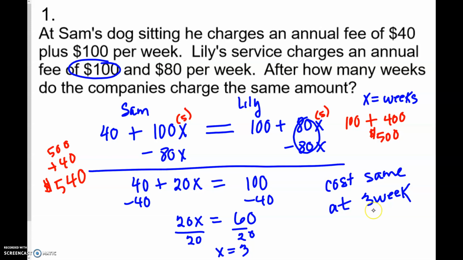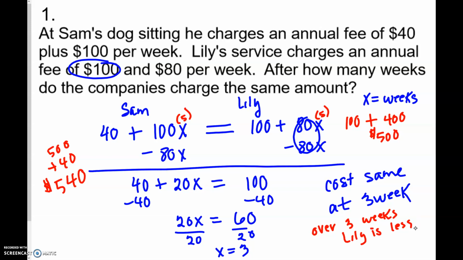So anything over 3 weeks, Lily will cost less. So over 3 weeks, Lily is less.